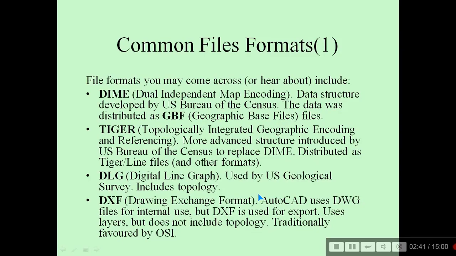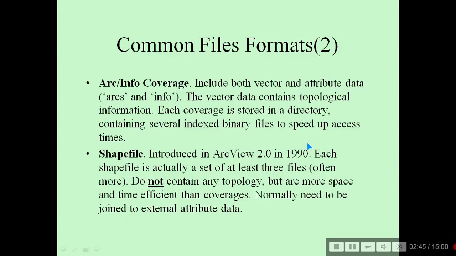This is the AutoCAD format favored by ESRI. And ArcInfo or ArcGIS coverage includes both vector and attribute data, ARC and INFO. The vector data contain topological information. Each coverage is stored in a directory containing several index binary files that speed up the access times.